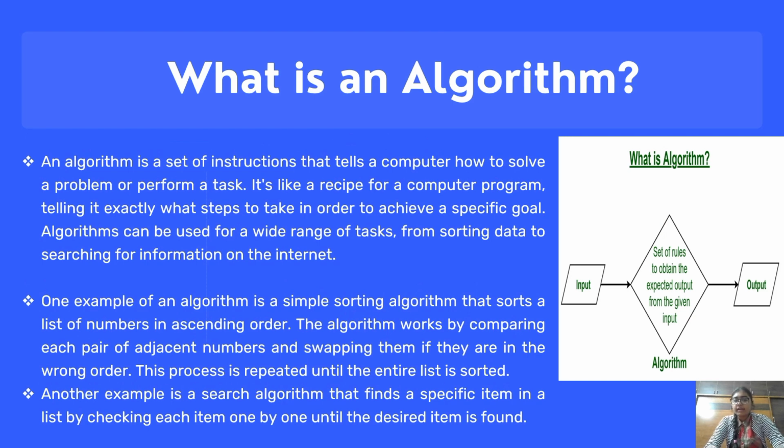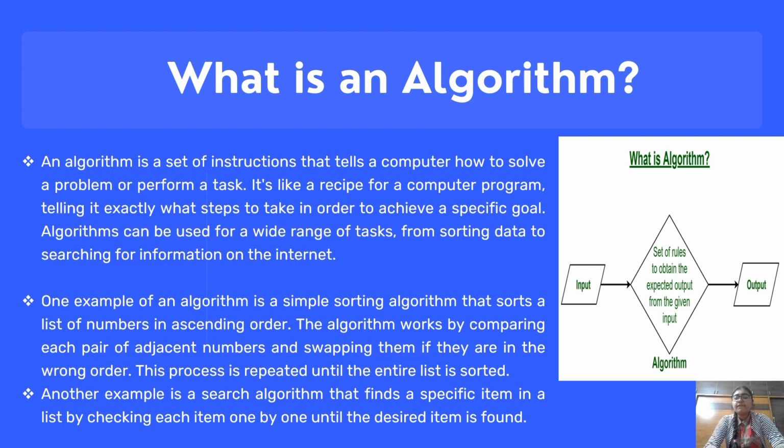What is an algorithm? An algorithm is a set of instructions that tells a computer how to solve a problem or perform a task. It's like a recipe for a computer program, telling it exactly what steps to take in order to achieve a specific goal. Algorithms can be used for a wide range of tasks, from sorting data to searching for information on the internet.